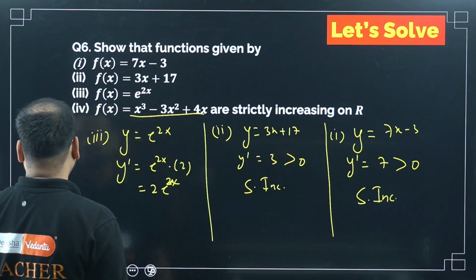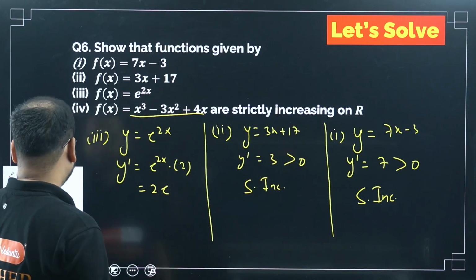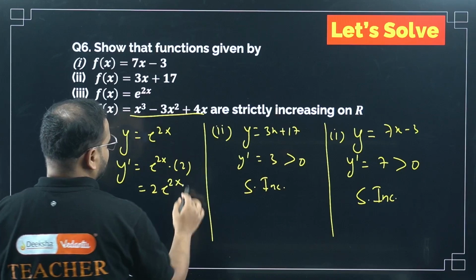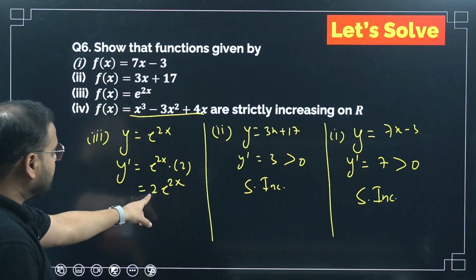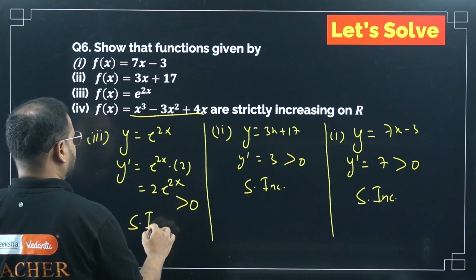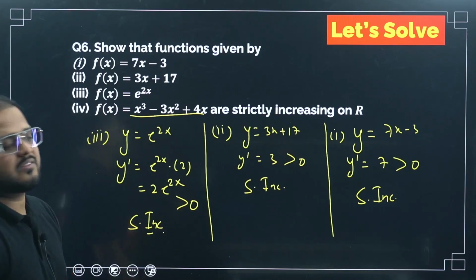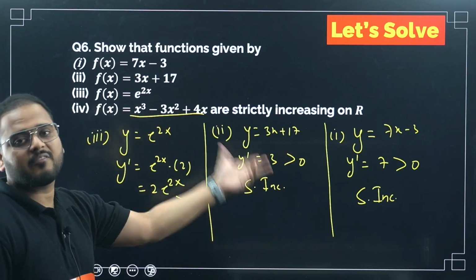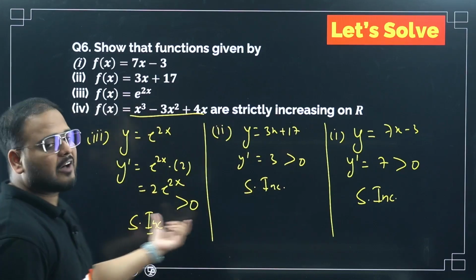Let me rewrite this, as it is not visible. 2 e power 2x. The exponential function is always positive, and this 2 is also greater than 0. So it is strictly increasing. The other way to look at this is to plot the graph and see the trend, but without the graph we can write it like this.